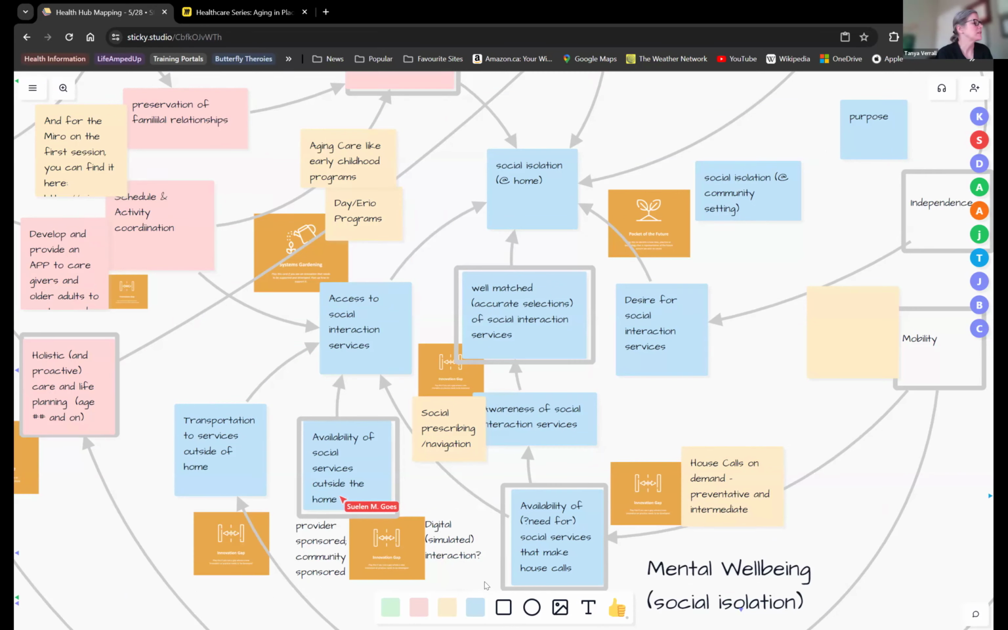Is there anything for transportation in there? Sorry if I missed it. Oh, there it is, transportation services. Thank you.